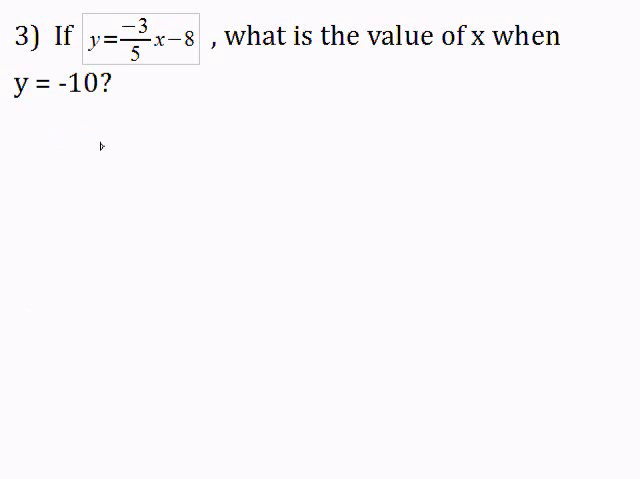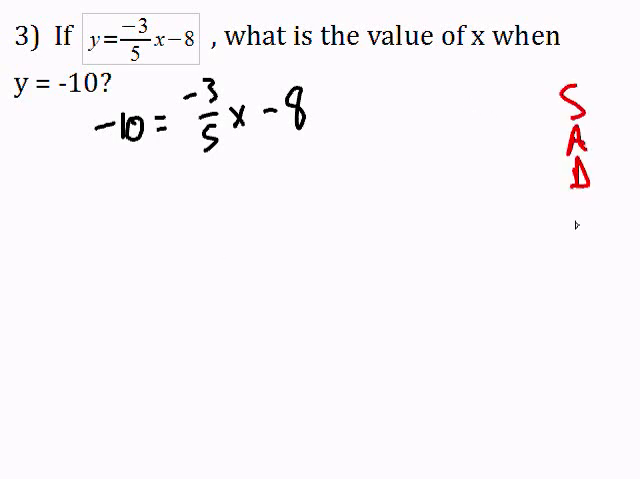Again, y is -10, so instead of writing y is equal to, we're going to write -10 is equal to -3/5 x minus 8. Now all we have to do is solve the equation. Remember, we solve in SADMEP order, meaning we undo subtraction and addition first.